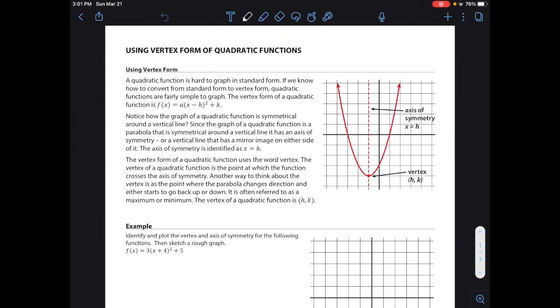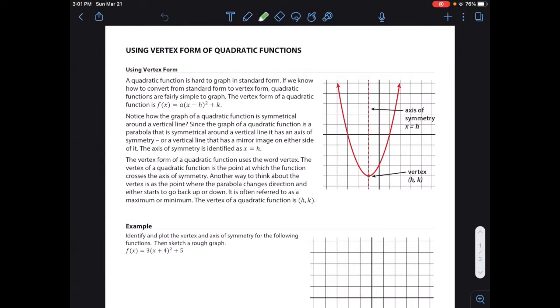So last time we were converting quadratic functions from standard form to vertex form. And like I said last time, it's hard to graph a quadratic function in standard form. It's possible, it can be done, but it's much easier to graph a quadratic function when it is in vertex form, because the vertex form gives you two things that you really need to know in order to graph a quadratic function. It gives you the vertex and it gives you the axis of symmetry.